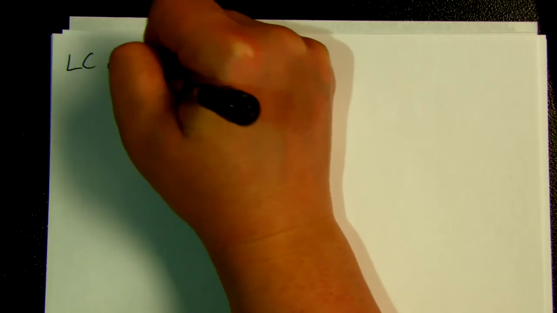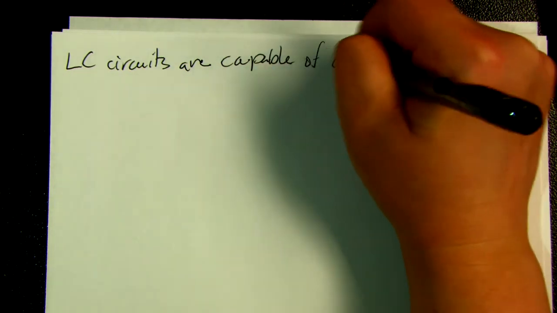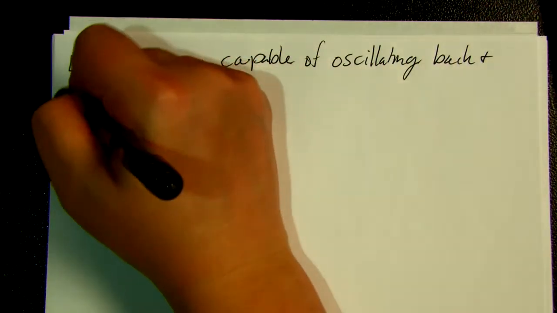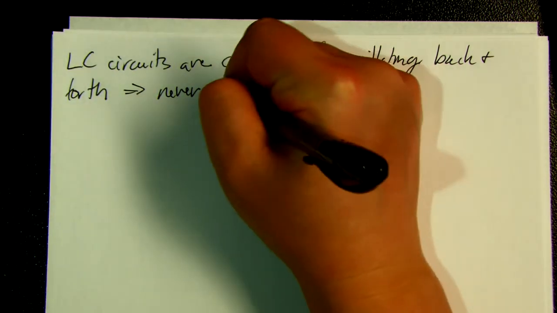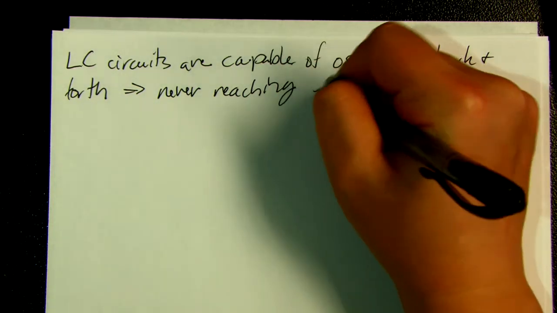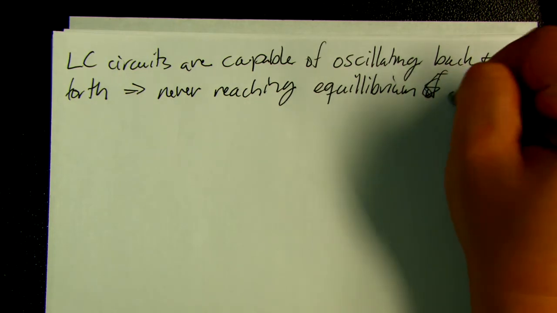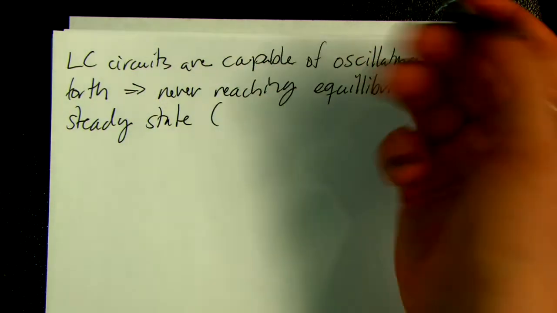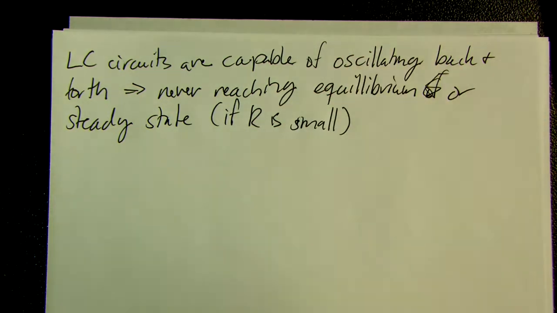So LC circuits are capable of oscillating back and forth and never reaching equilibrium or steady state, if R is small. If they've got some resistance on them, they will dampen.